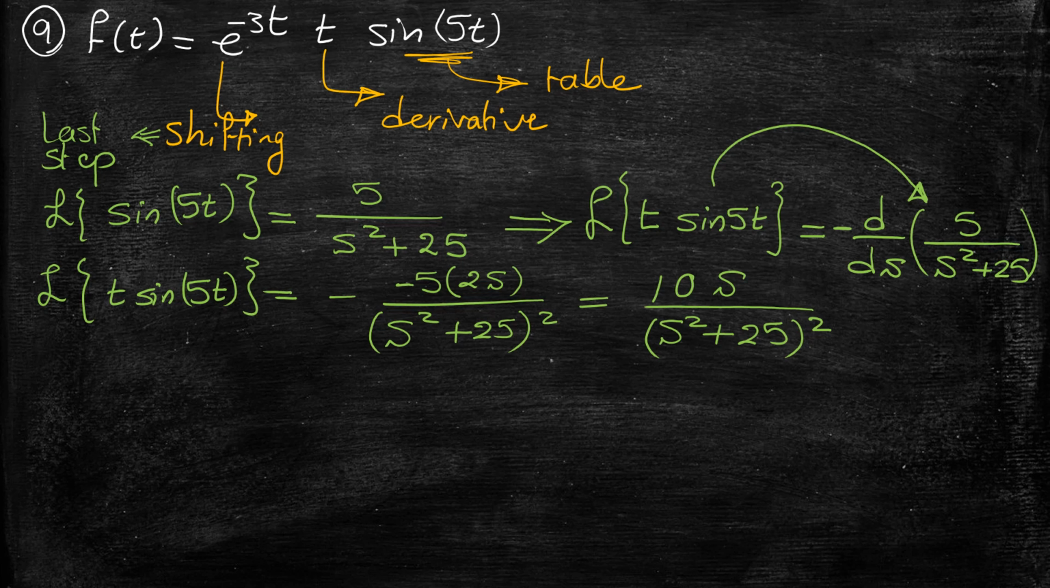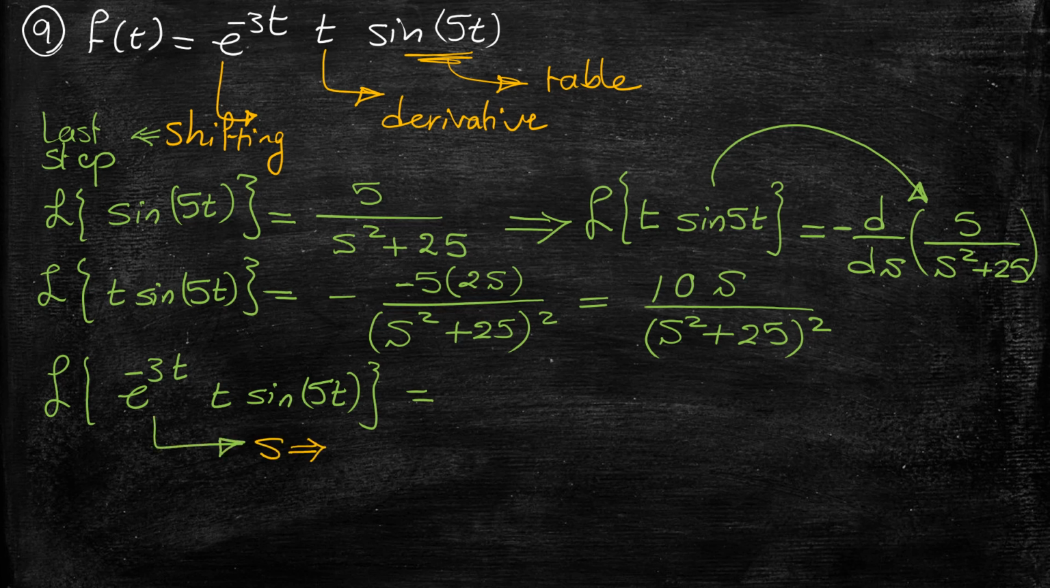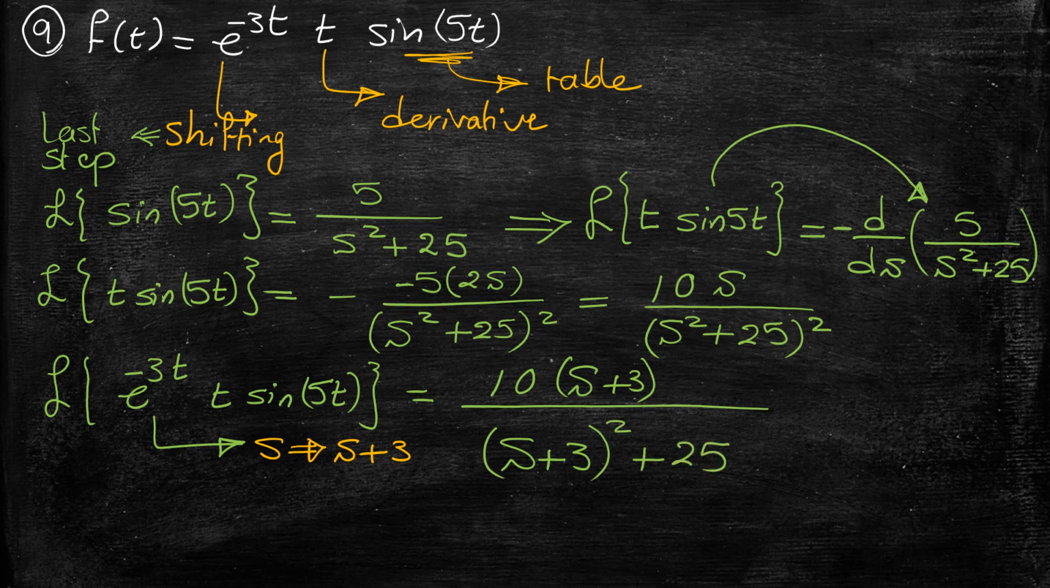After this step, we have the final step, multiplication by the exponential of this whole function, which already has its own Laplace transform. So this will make each s become s plus 3. So returning back here, this will be 10 times s plus 3, and then we have s squared, which will be s plus 3 whole squared plus 25, and all this bracket is squared. And then this is our solution.